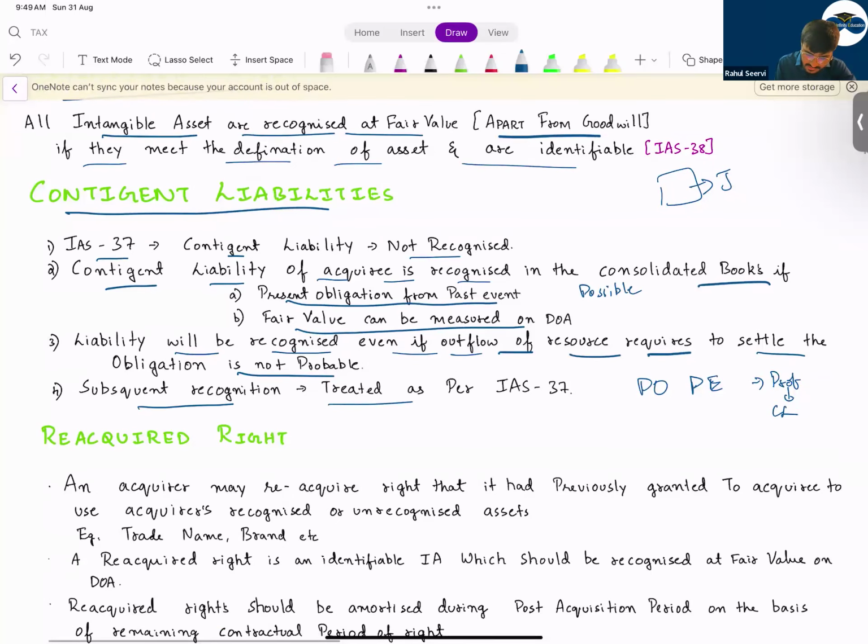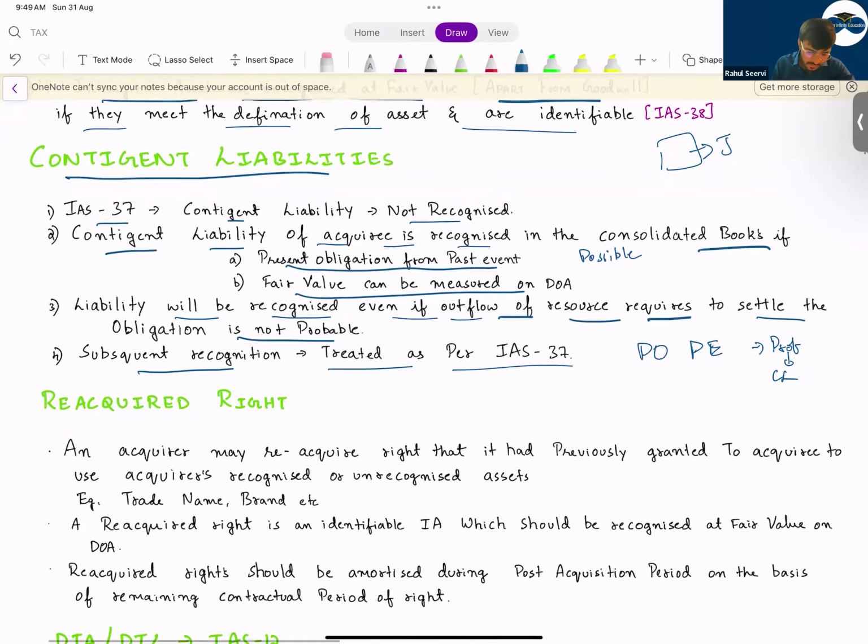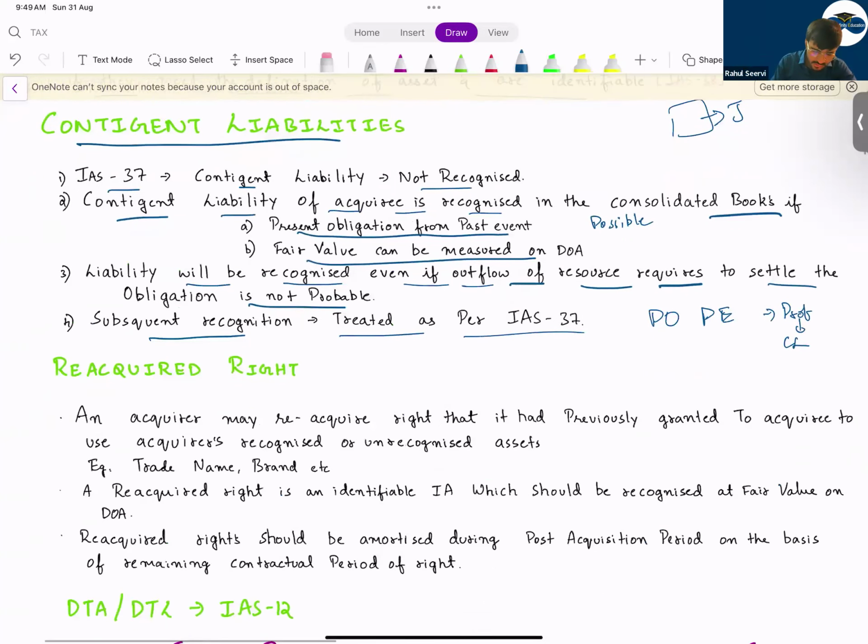Subsequent recognition is treated as per IAS 37. Once you record the provision, subsequent treatment, or at each reporting date, what do we do? We estimate the value.